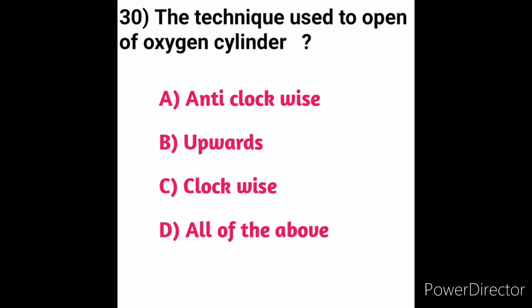We will see the options. Option A anti-clockwise, option B upwards, option C clockwise, option D all of the above. Use the cylinder wrench to turn the oxygen cylinder valve by at least a half turn counterclockwise. Check the pressure gauge to verify that there is enough oxygen in the tank.